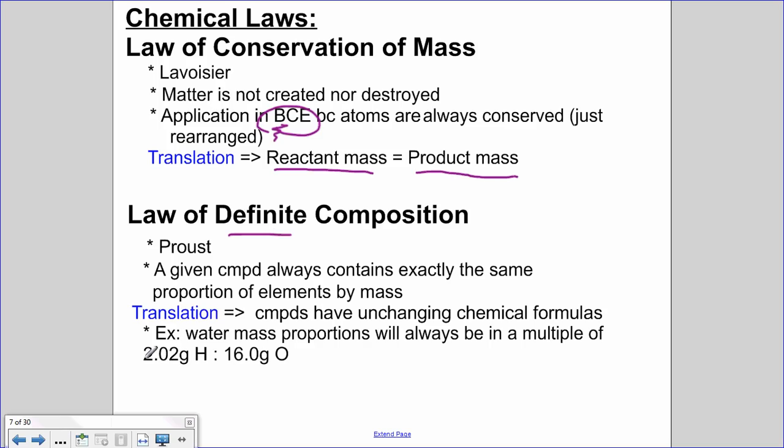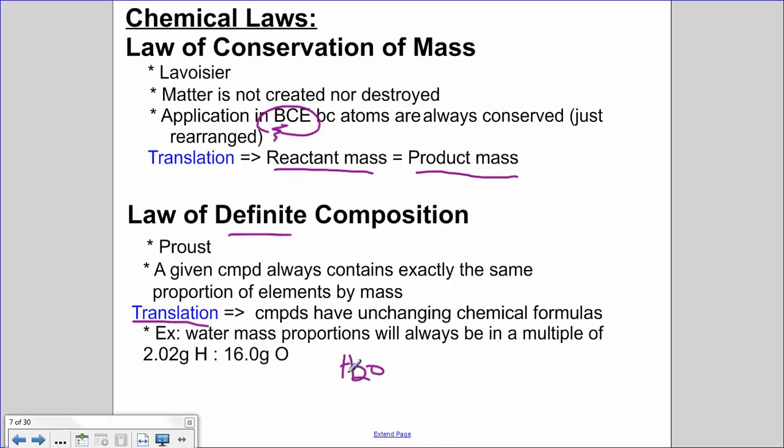Law of definite composition, or definite proportions, just means that a chemical formula is specific to a compound. You cannot change its chemical formula. It is what it is. So if we have water, we have to have 2 H's for every 1 oxygen. Every compound is going to have a different chemical formula. It's got a definite composition if we're talking about a specific compound.